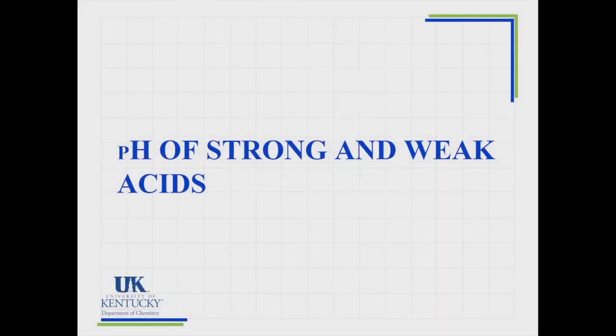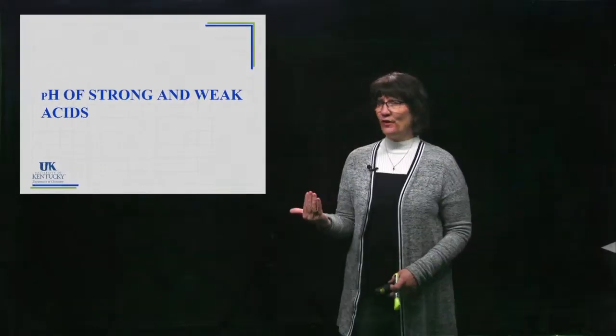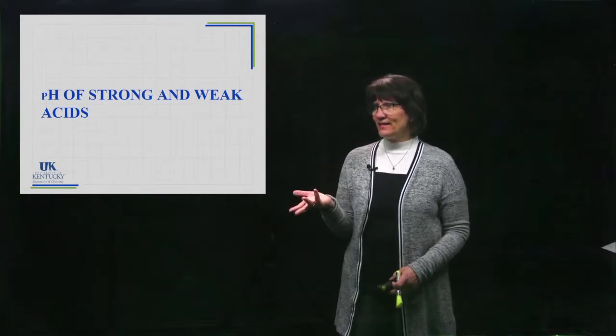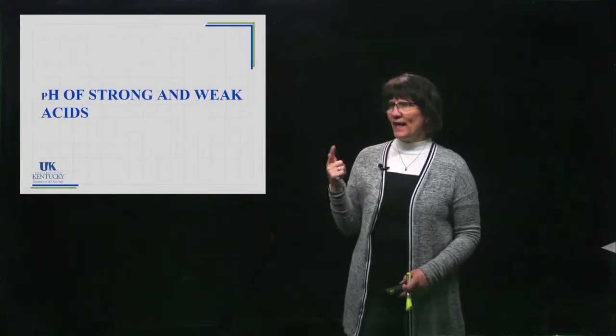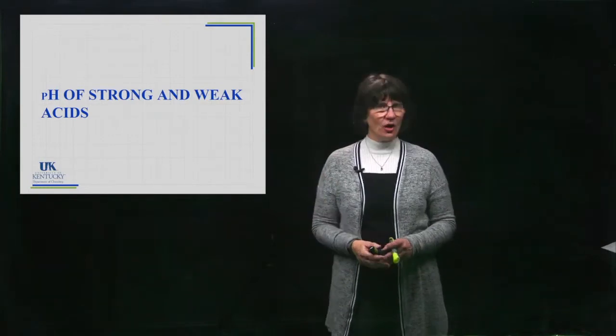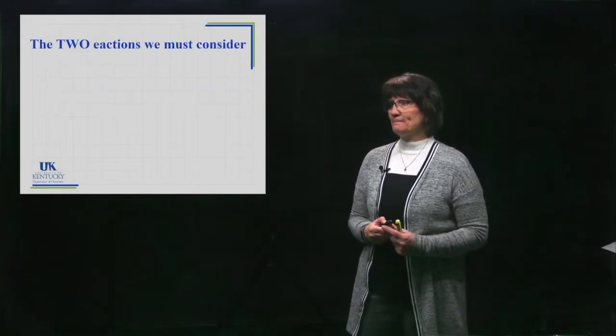So now we're going to take our knowledge of what a weak acid is and a strong acid is, our knowledge about an equilibrium constant for these reactions called the acid ionization constant, and we're going to start doing calculations. We're going to learn how to calculate the pH of strong acids and weak acids.